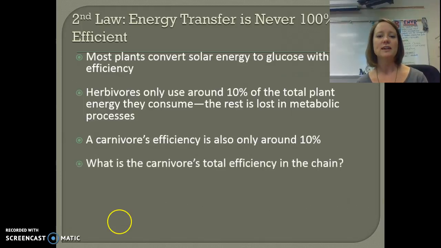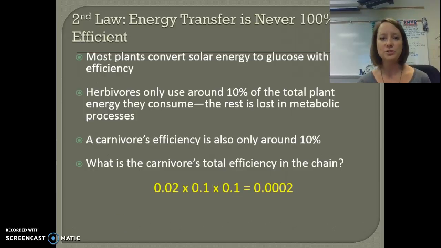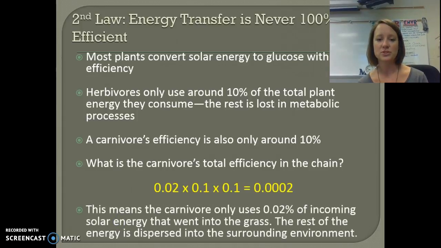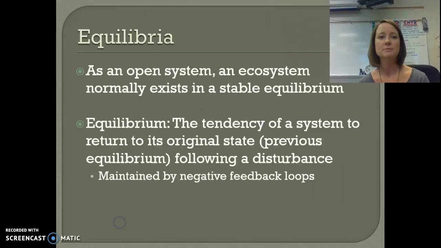So if we look at that in terms of total efficiency from solar energy all the way to the carnivore, we take that 2% that the plants converted into glucose, times the 10% that the herbivores used, times the 10% that the carnivore used, our total efficiency is only about 0.02%. So of all of that solar energy that went into the grass, very little of it actually makes it to that third trophic level. Most of it has been dispersed into the surrounding environment.